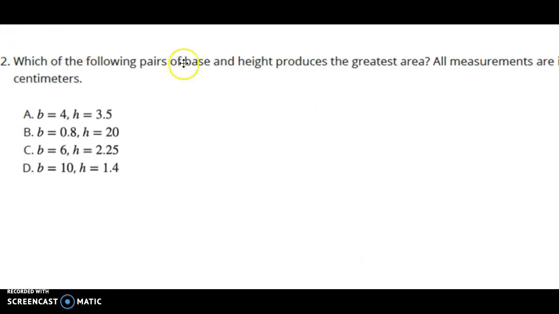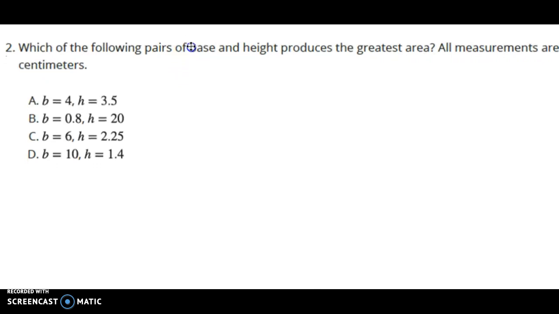Question 2. Which of the following pairs of base and height produces the greatest area? All of the measurements are in centimeters. Now for this, all we want to do is show our work because I'm already given the base and the height. So all I need to do is plug it into my formula. So area equals base times height.